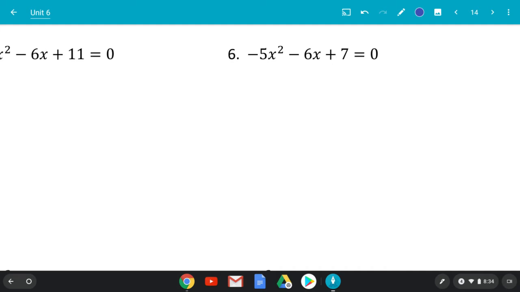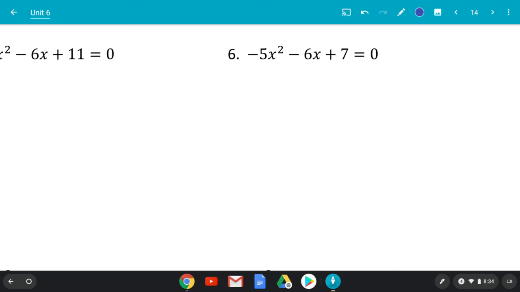Here's what I want you to be able to do for sure. You got to be able to plug this stuff into the quadratic formula. You got to know the quadratic formula. You got to plug it in. And you got to be able to just simplify the discriminant. Other than that, I can wait on the rest.